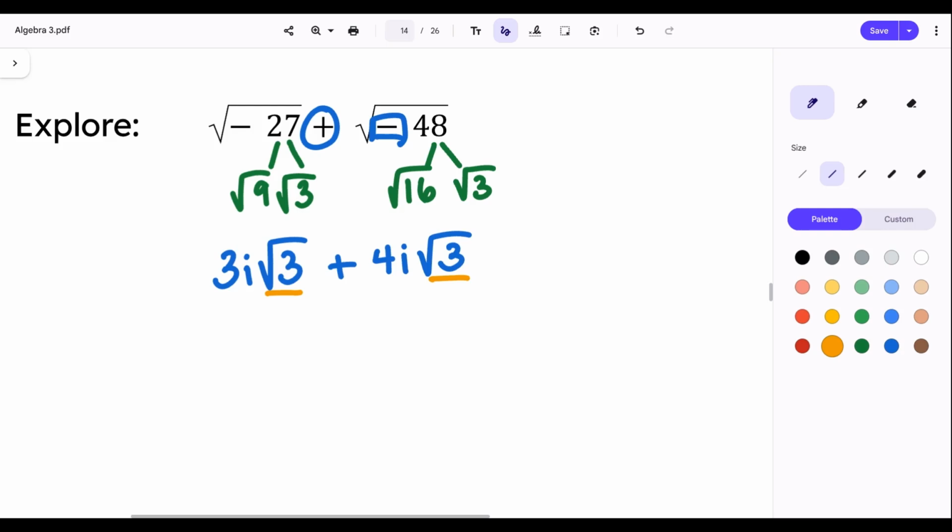So if you think back to when we did this with just regular numbers, we had to break those square roots down first so that we could get the numbers underneath the radicals to be the same. So we're there. So now we should be able to combine 3i plus 4i. You're just going to add 3 plus 4, and that would be 7. And then i, square root of 3.